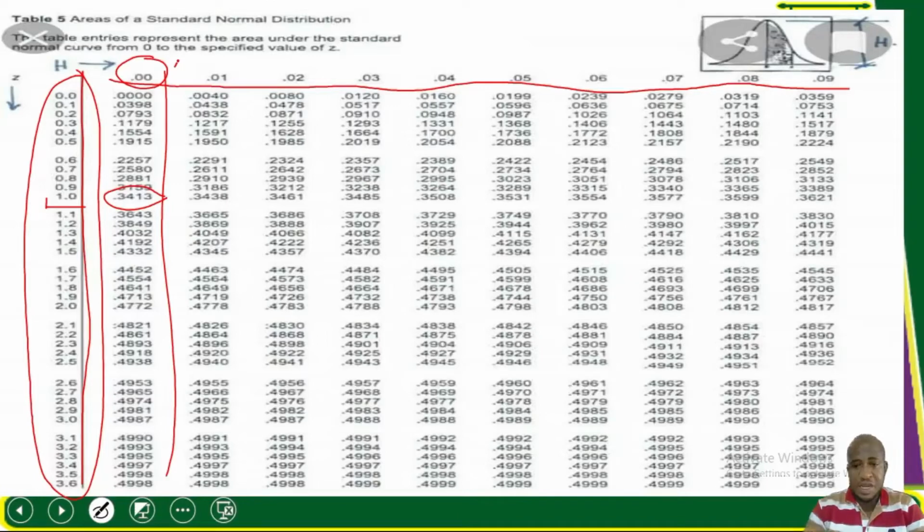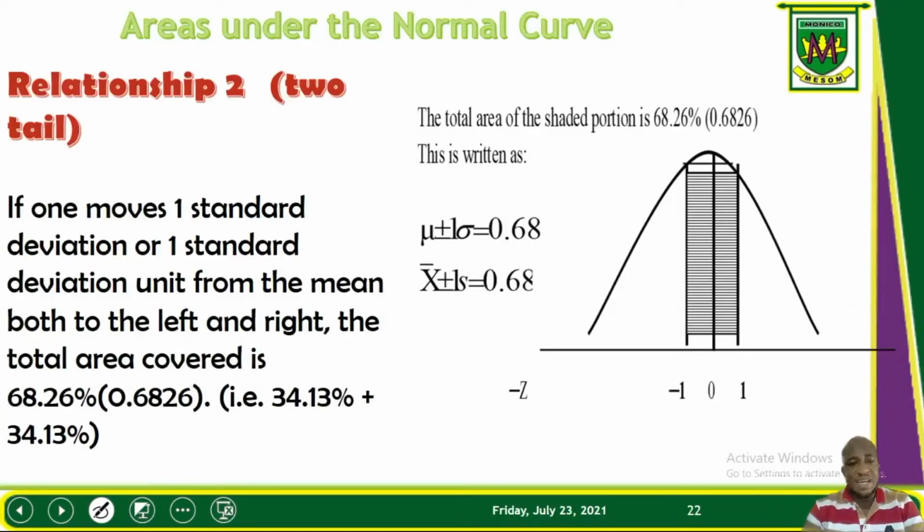0.3413. Okay, now let's move to the second relationship. The second relationship, still on the areas under the normal curve: how to compute the spaces covered under the normal curve. Remember I said when it is two-tailed, we don't bother ourselves going to the table again, but rather we add the one-tailed value we've obtained already, which we've searched for from the table already.